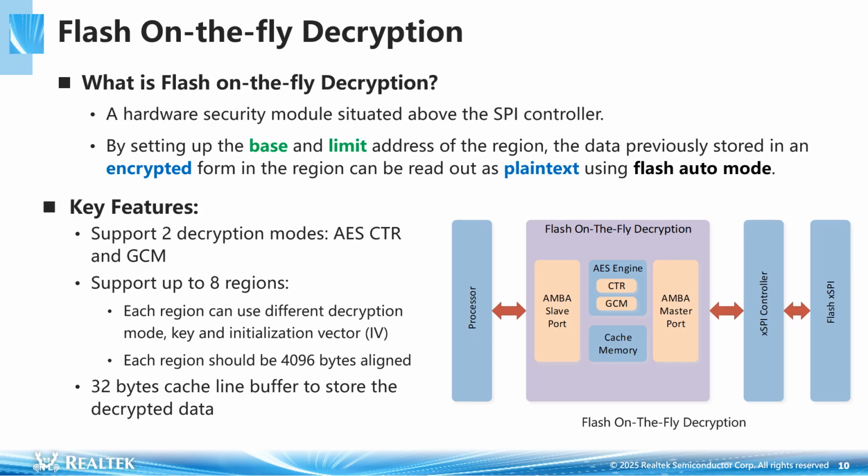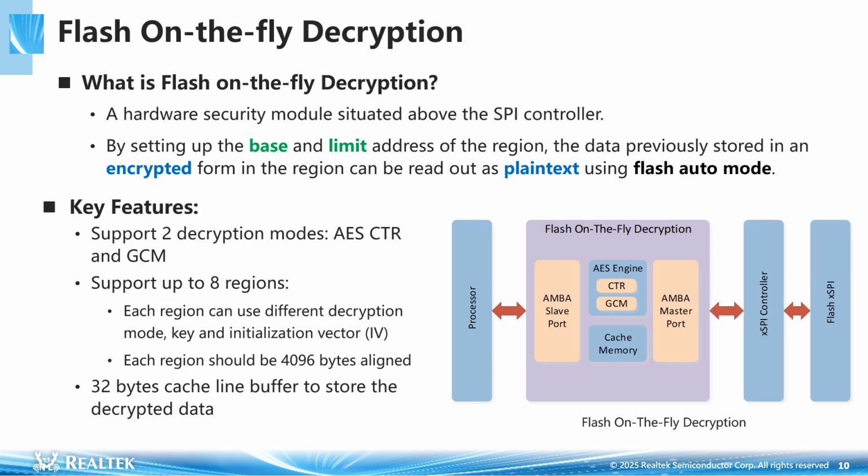Protection of image contents is a crucial requirement for SoCs. The image is encrypted before being downloaded into the device, and while the IC runs, flash on-the-fly decryption is used to decrypt the image. Consequently, it functions as a hardware security module situated above the SPI controller. When the processor fetches instructions from the SPI flash, the decryption IP reads data aligned with the cache line size and decrypts them before returning them to the processor.